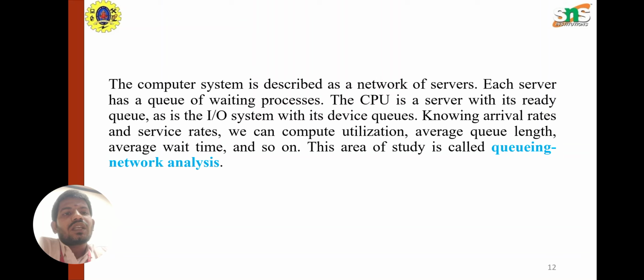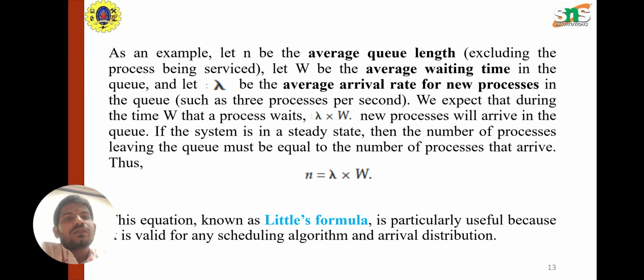The computer system is described as a network of servers. Each server has a queue of waiting processes. The CPU is a server with its ready queue, and there are also the I/O system device queues. This area of study is called queuing network analysis. An example is the average queue length formula, n equals lambda times W. A new process will arrive in the queue. If the system is in a steady state, the number of processes leaving the queue must be equal to the number of processes that arrive.